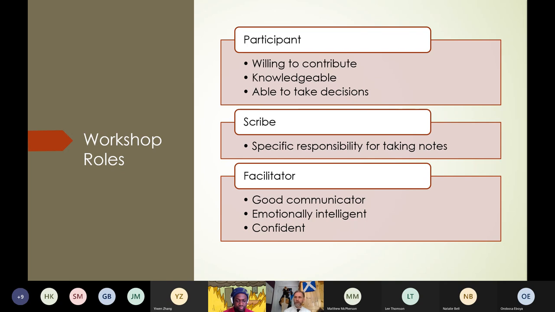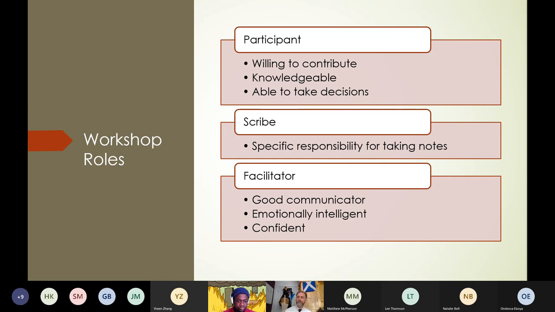A workshop is a place where there's so much happening, you might want different people there. So you might have a scribe, someone who just takes notes all the time. They don't get involved in talking, they don't get involved in the discussion, they're just there to take notes because so much is going on. Sometimes you might want more than one of those because you might split up workshops into subgroups and they might help facilitate some of the subgroups.